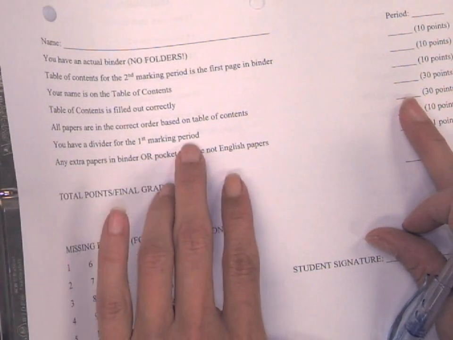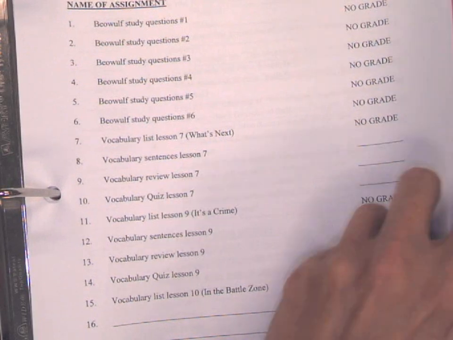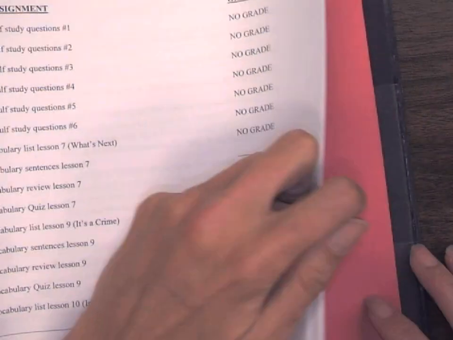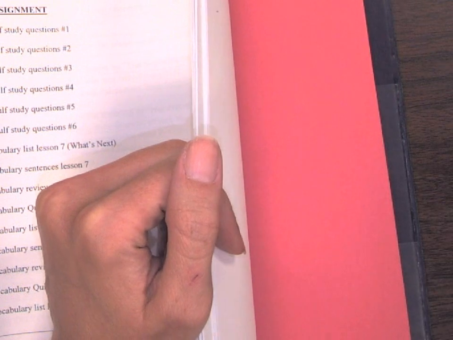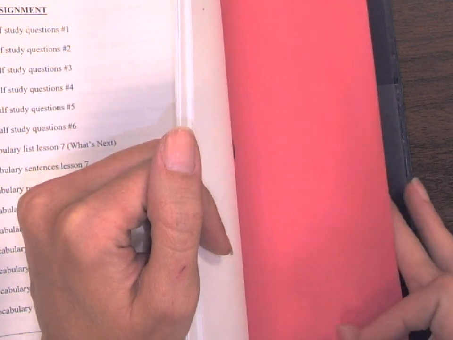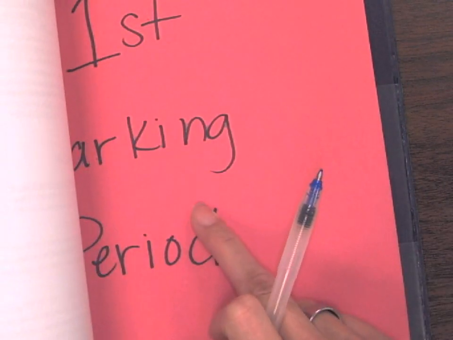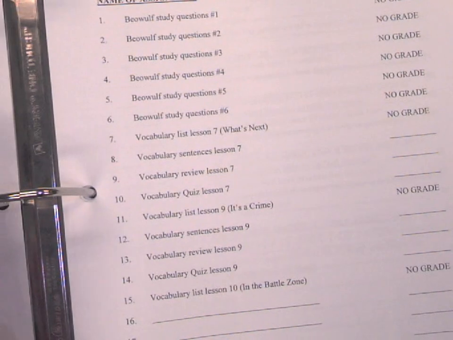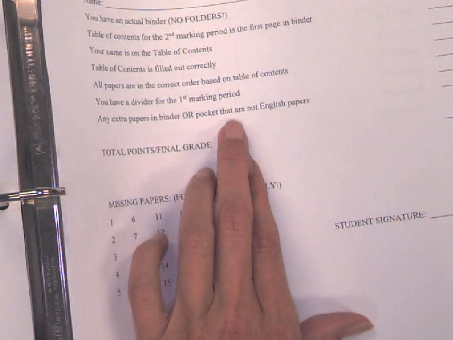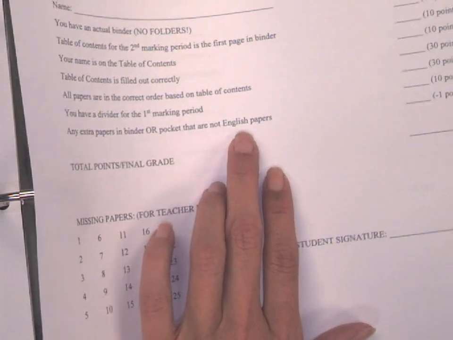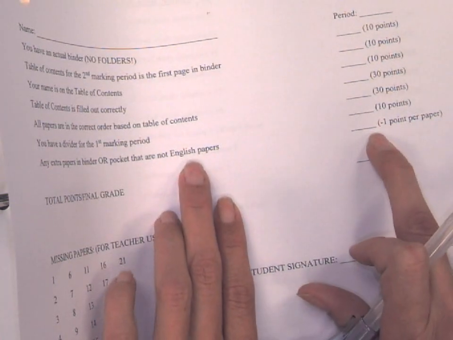You have a divider for the first marking period, so you made a divider out of construction paper a while ago. That divider should still be in there. If you didn't make one with construction paper because you had an actual divider, that should still be in there, but make sure it's labeled, and I'll show you that when I go through the papers here in just a second. And then any extra papers that you have in your binder or your pocket that are not English related, I'm going to take off 1 point per paper.